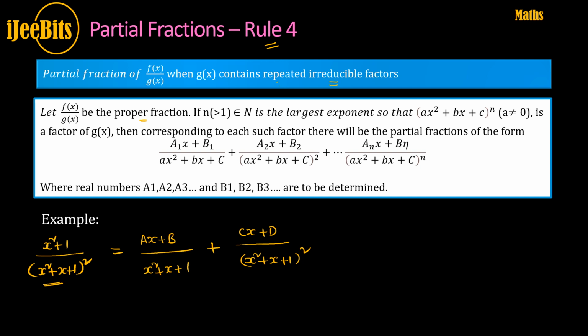This is how you can solve. Let's not get confused, because I used a1x plus b1, a2x plus b2 earlier. You can still use the same thing, a1x plus b1, a2x plus b2, and then find them out. To make our understanding easy, I just use ax plus b and cx plus d. Otherwise you could also use a1x plus b1 and a2x plus b2, over x square plus x plus 1 here, and then (x square plus x plus 1) whole square here. Both are the same.